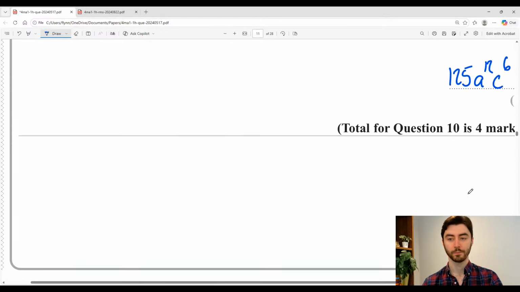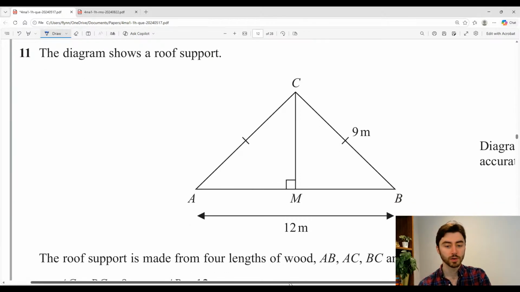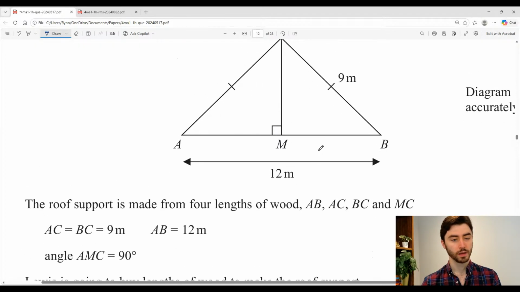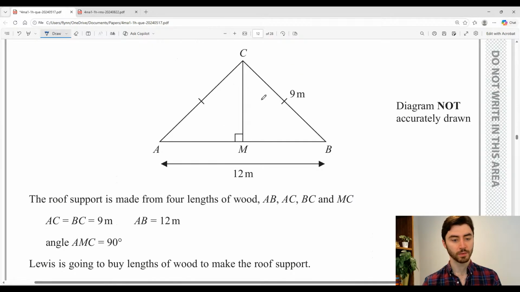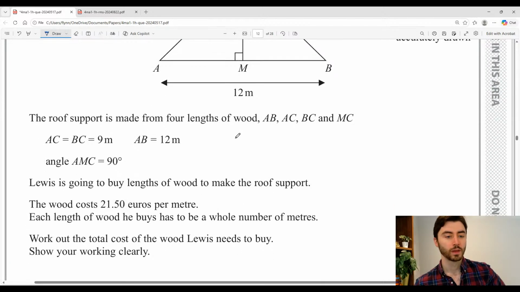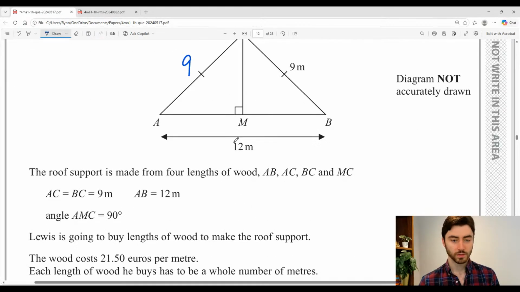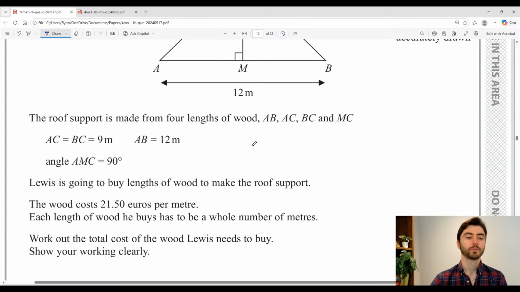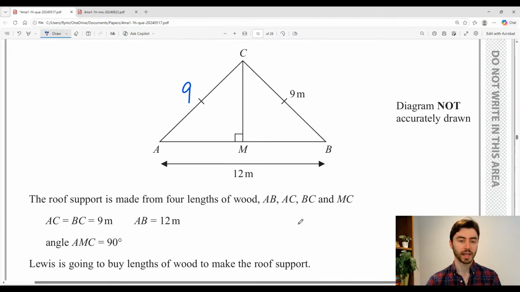Okay, so that's there now. Okay, so we have a roof support for question 11. I see this and immediately think these are the same length. I'm going to write this stuff on the diagram to help me out. So AC is equal to 9, BC equals 9, AB equals 12. That's 90 degrees. That is the roof support. It's made from 4 lengths of wood, so we need all of these lengths of wood. Wood costs this much per meter, and you need to buy a whole number of meters. So we need to work out the length of this thing.